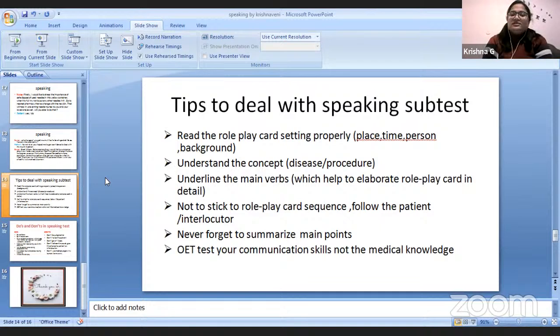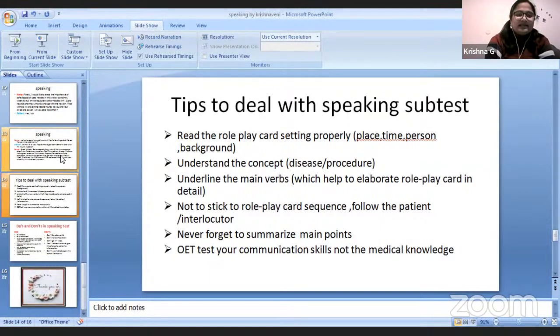Do not just stick to the role play card sequence; follow the patient or interlocutor. As I said earlier, the patient can talk from the first task to the third task, or from the third to the fifth, and later come back to the second task. So always follow the patient and never forget to summarize the main points.